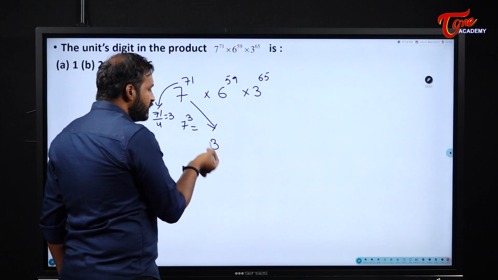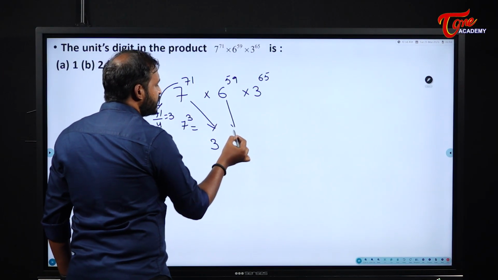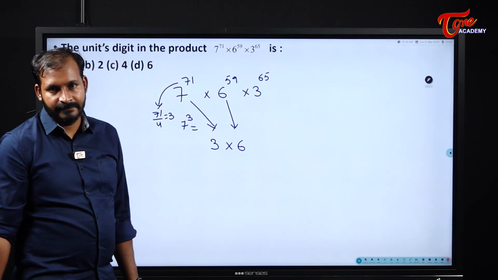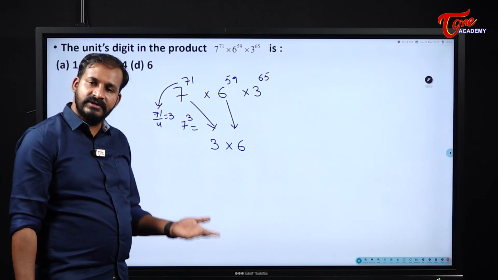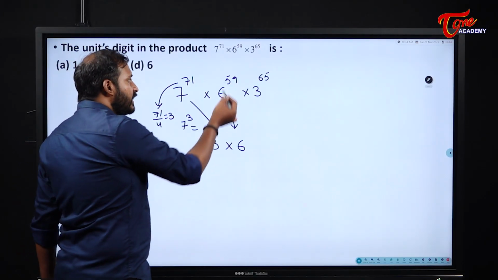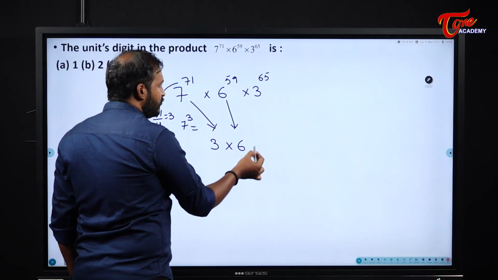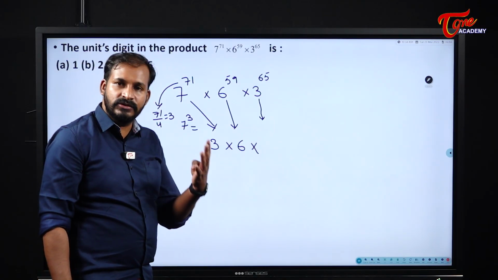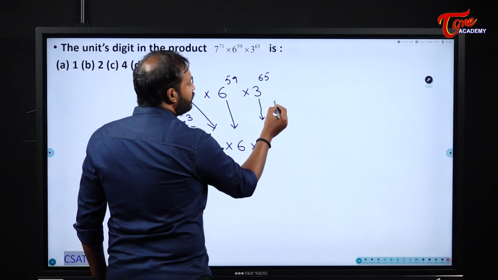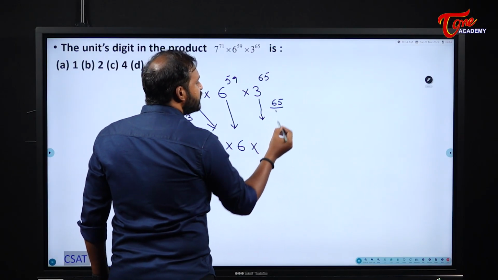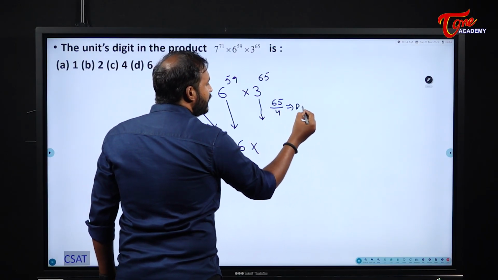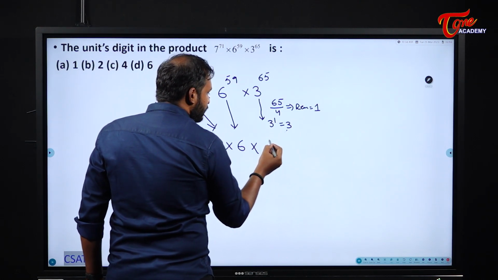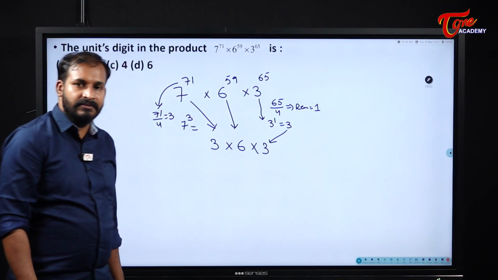So this units digit will become what finally for me? 3. 343. So 3. Next, 6 to the power of anything, always we will get the same units digit, that is 6 only. We have seen for 0, 1, 5 and 6 we will get the same 0, 1, 5 and 6. So anything to the power of 6 we will get always 6 only. Okay, good. Next, 3 to the power of 65. For 3 how many chances we have? 4 chances. So we will divide the power with 4, that is 65 by 4. What is the remainder I am going to get here? Remainder is 1. So 3 to the power of 1 is 3. So the same 3 will come here.